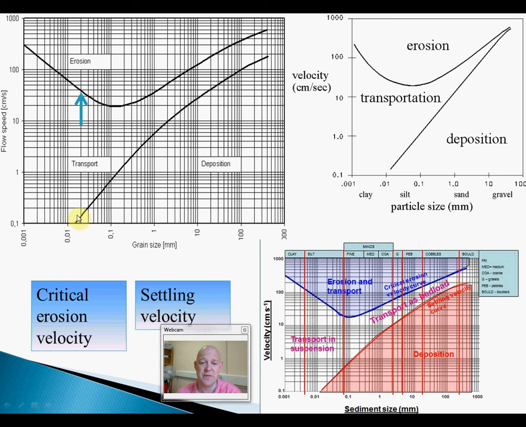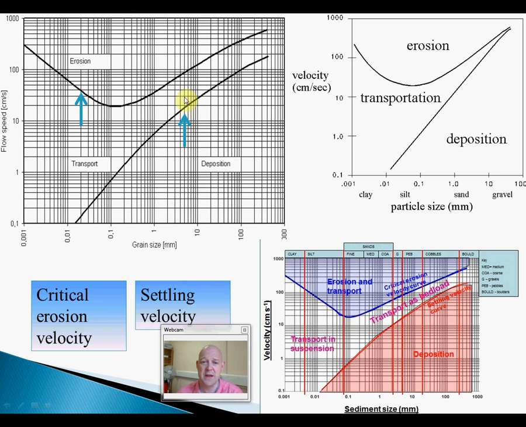The other curve is known as the settling velocity, sometimes known as the depositional velocity, and that's the curve of the velocities required to maintain a particle in suspension. So the settling velocity is the minimum velocity required to keep a particle of a given size in suspension within the river. So, for example, a 10 millimeter grain is going to require a velocity of just around 20 centimeters per second to maintain in suspension.